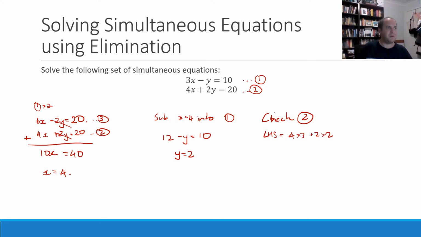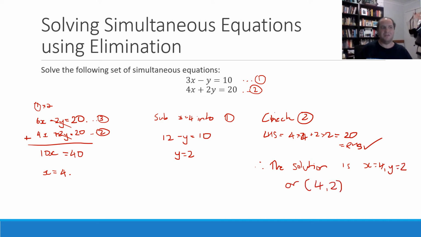4 times 3 is 12. Sorry, that should be 4 times 4, not 4 times 3. 4 times 4 is 16, plus 2 times 2, which is 4, gives us 20, which equals our right-hand side. So therefore, the solution is x equals 4, y equals 2, or remember we can just write that as a set of coordinates, (4, 2). That's where those two lines cross.